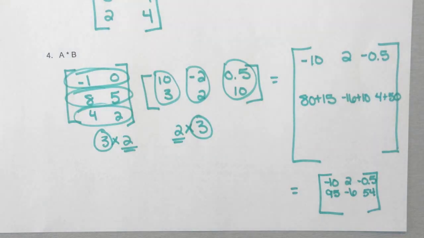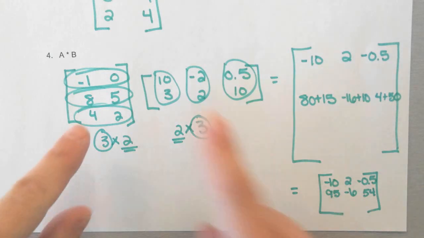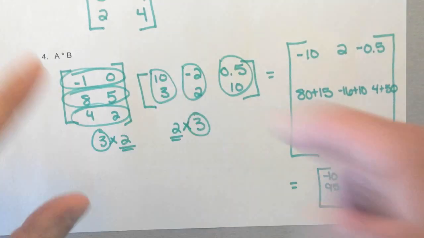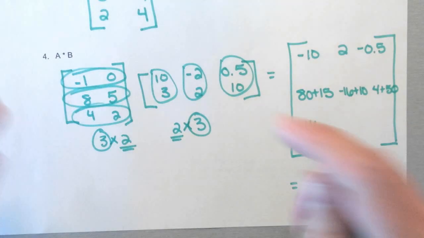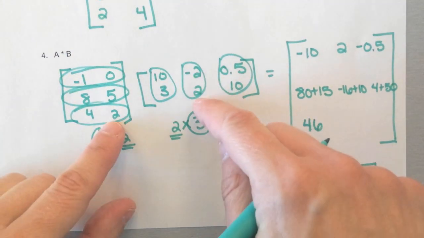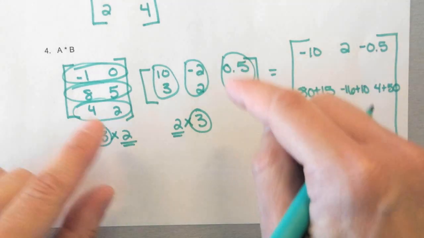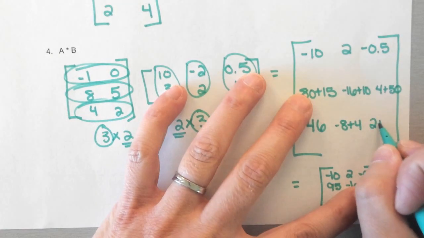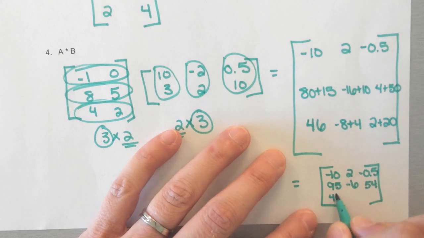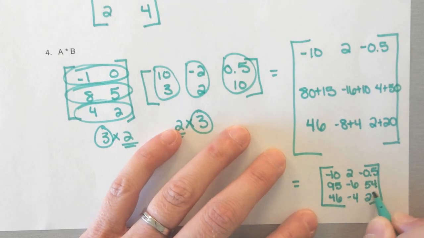Are we matching up so far? Perfect. 40 plus 6, so 46. -8 plus 4. And then 2 plus 20. So 46, negative 4, 22.